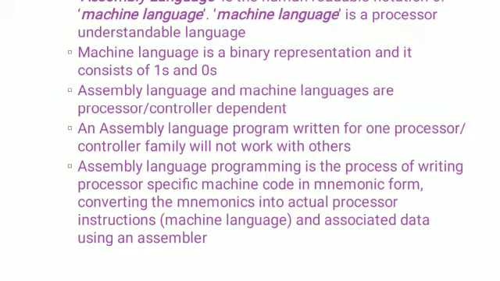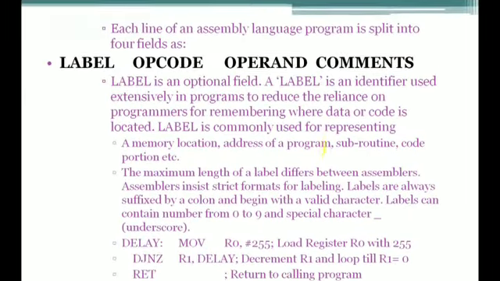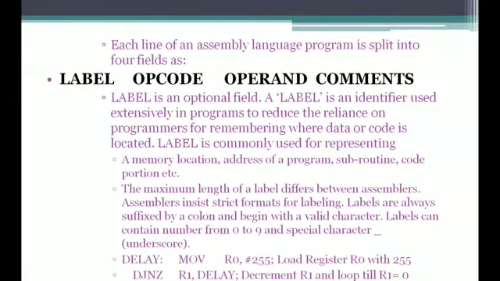Assembly language programming is the process of writing processor specific machine code in mnemonic form, converting the mnemonic into actual processor instructions, which is called assembly machine language, and associated data using an assembler. So I will show you. Already we have seen all these things in 8086. Each line of an assembly language program is split into 4 fields: label, opcode, operand, and comments.